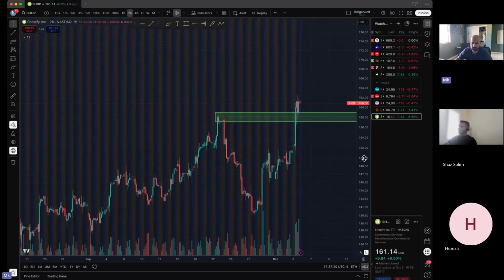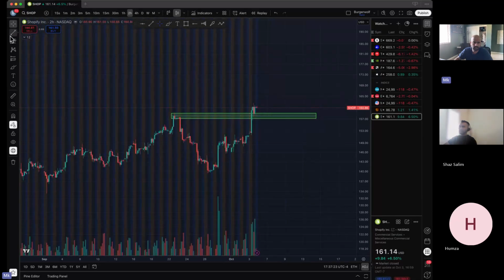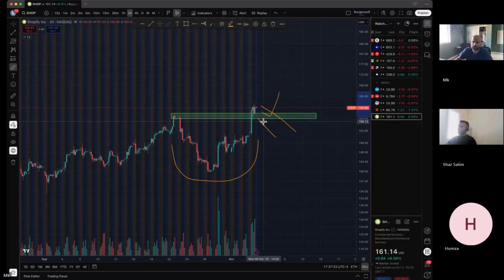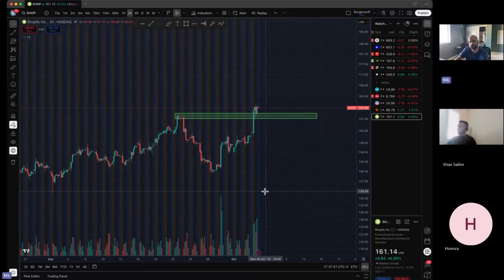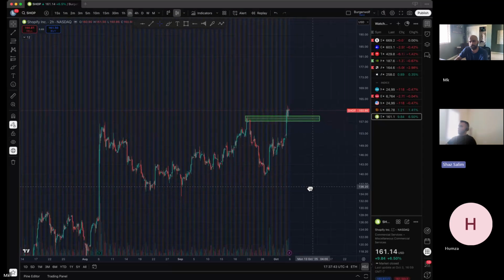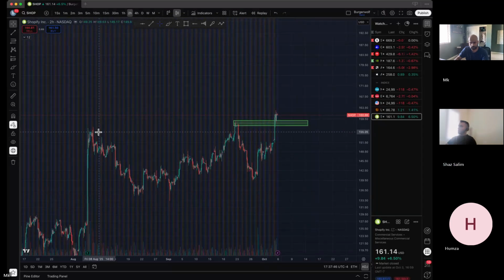Also, if you notice, this is kind of creating a cup and handle. And now we're going to wait for this. Hopefully price could come here and then shoot. Yeah, that's nice. So would you look to day trade this or swing this? If I were day trading this, my trade would have been this.